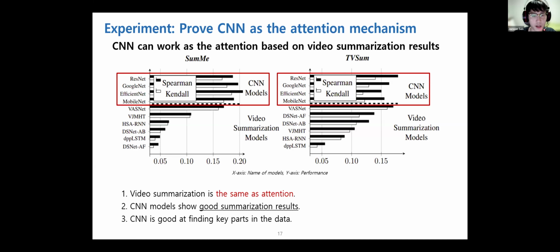This indicates that CNN models are good at understanding key frames from the videos, which means they can function as attention. Based on these results, we construct CSTA based on CNN models as attention.